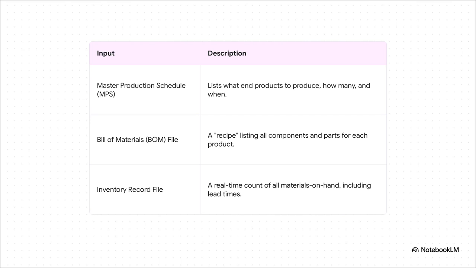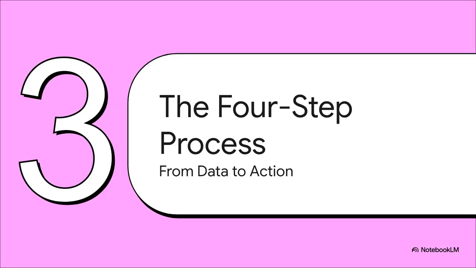First, you've got the master production schedule. That's the big picture plan. It says, we need to build 10,000 of these widgets by next Friday. Next up is the bill of materials, which is basically the detailed recipe for one of those widgets, every single chip, screen, and screw. And finally, you have the inventory record. This tells the system what you already have in the pantry, so to speak, and how long it takes to get more ingredients.